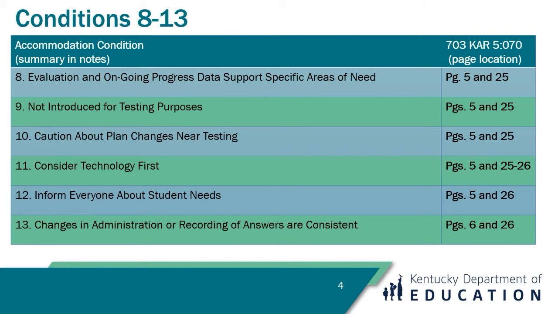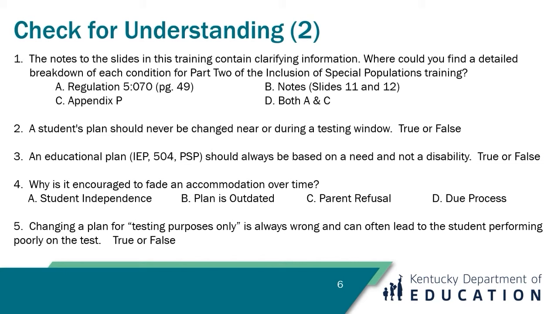Check for understanding, section 2. Question 1 says, the notes to the slides in this training contain clarifying information. Where can you find a detailed breakdown of each condition for Part 2 of the Inclusion of Special Populations training? A. Regulation 5:070 on page 49. B. Notes section slides 11 and 12. C. Appendix P. And D. Both A and C.